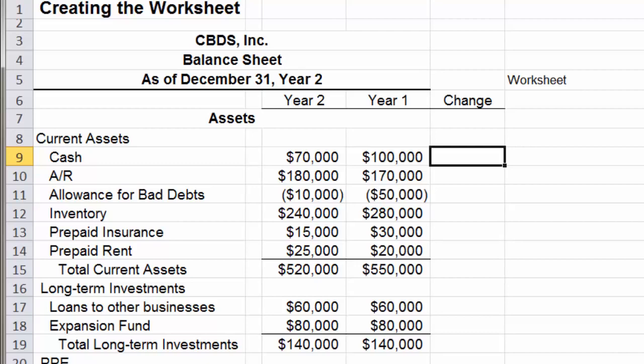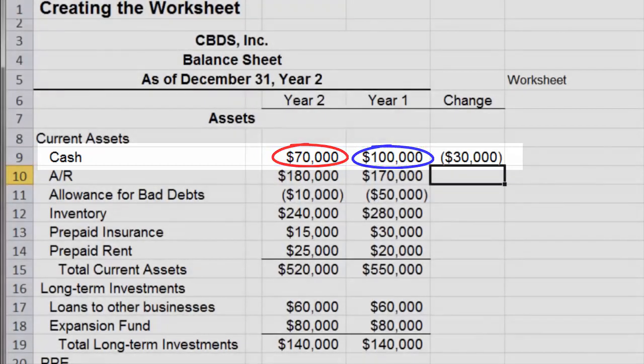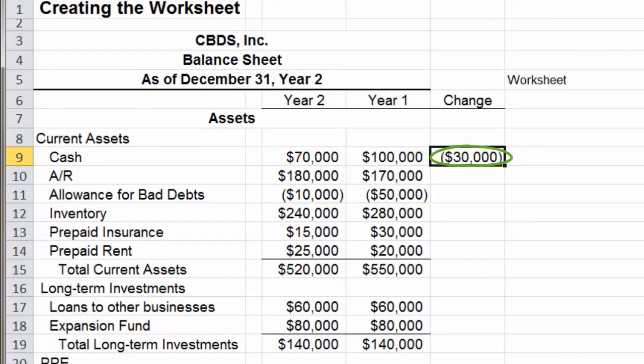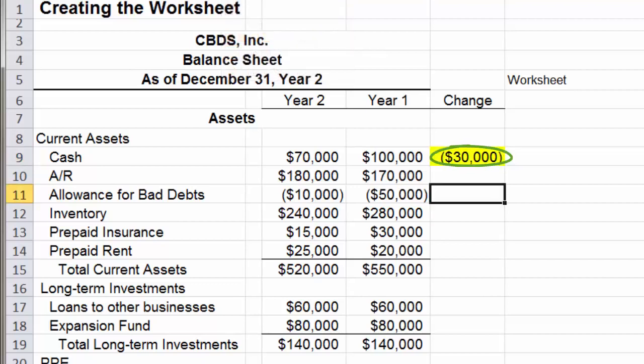And the first thing we want to look at is the difference between current cash, year 2 minus year 1, because this is our goal. We need to show a change in cash of $30,000, or we know we've done it wrong. Now let's look at the other balance sheet accounts and see how they change.